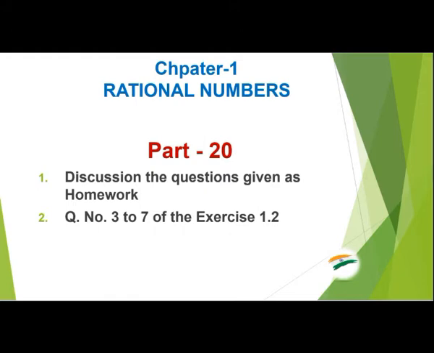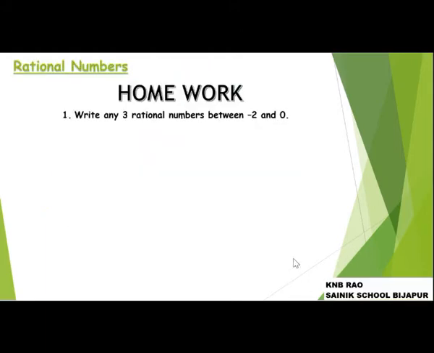Today we'll be discussing the questions which I have given as homework, and later we'll be continuing with question number 3 to 7 of exercise 1.2. Now, the first question which I have given as homework was: write any three rational numbers between -2 and 0.